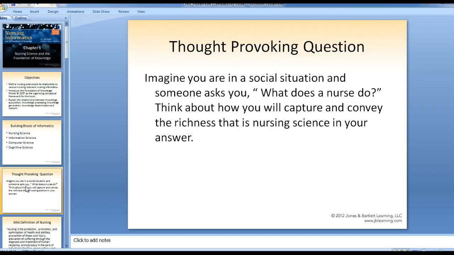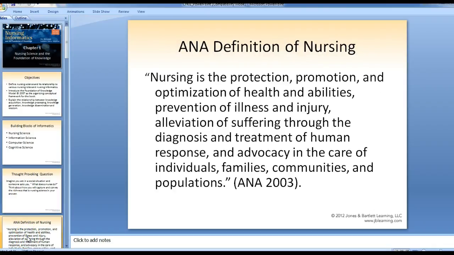So that's a thought-provoking question. What does a nurse do? How do you capture that essence when you explain nursing science? So let's talk about the ANA definition of nursing. Nursing is the protection, promotion, and optimization of health and abilities, prevention of illness and injury, alleviation of suffering through the diagnosis and treatment of human response, and advocacy in the care of individuals, families, communities, and populations.